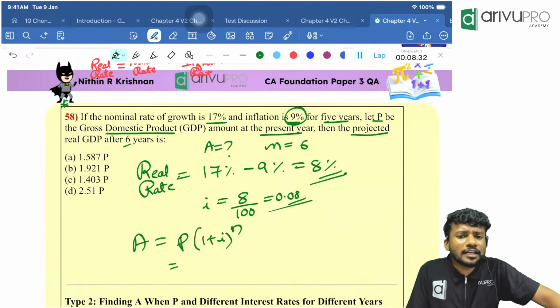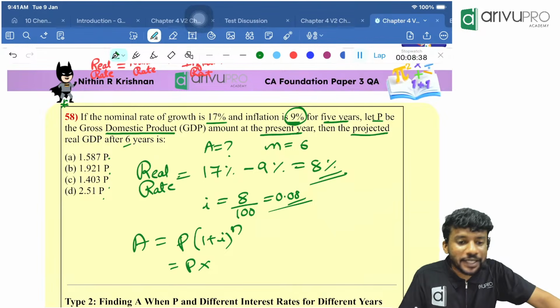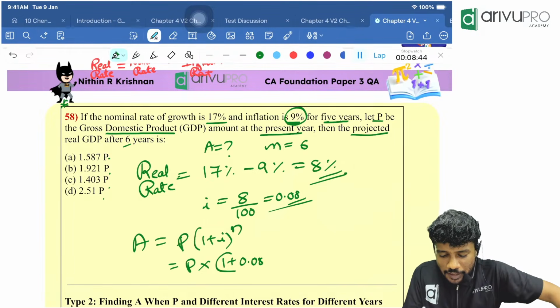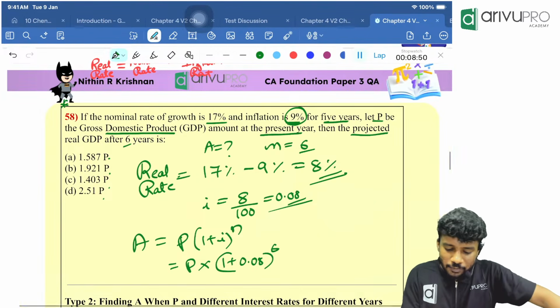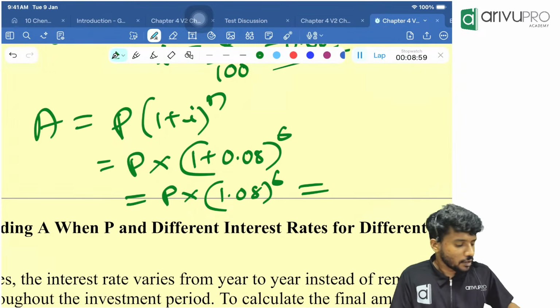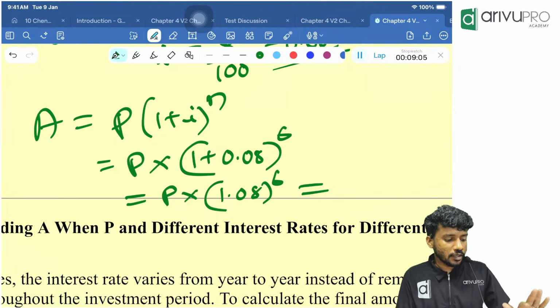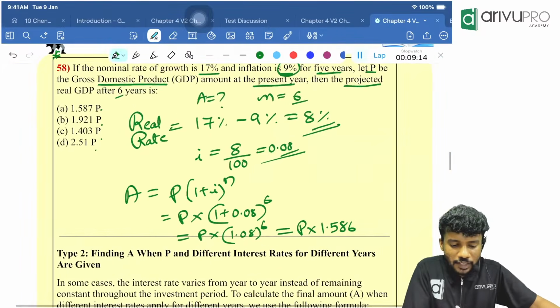Do you have the value of P? No, because every option has a P, so it's okay, let P be there. P into (1 plus i), which becomes 1 plus 0.08, the whole power n. N is 6 over here. Get me the answer on your calculator. P into 1.08 to the power 6. 1.08 multiplied 5 times, 1, 2, 3, 4, 5. So how much is it? P into 1.586.